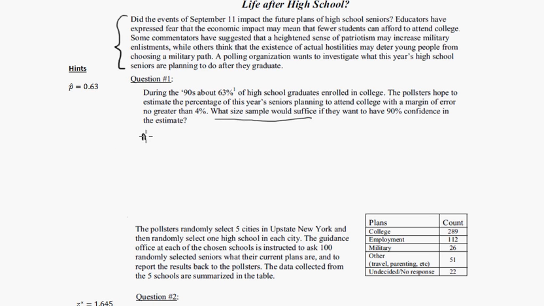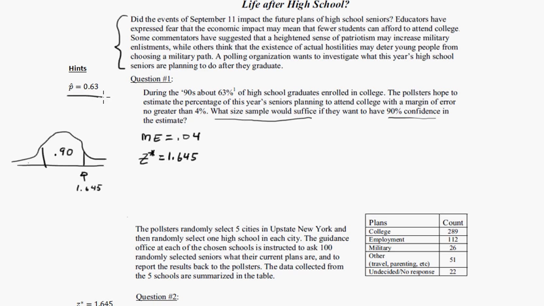So they tell us they want a margin of error of 0.04, so 4%, decimal number is this. They also tell us they want a 90% confidence interval. So that implies if we do a 90%, okay, then that means we've got 5% here, 5% here. So this would be 1.645. That would be our Z star, our critical value, 1.645. Okay, and then I've already given you a hint, and it says it right here that the sample proportion is 0.63. So that's all we have to go off of.